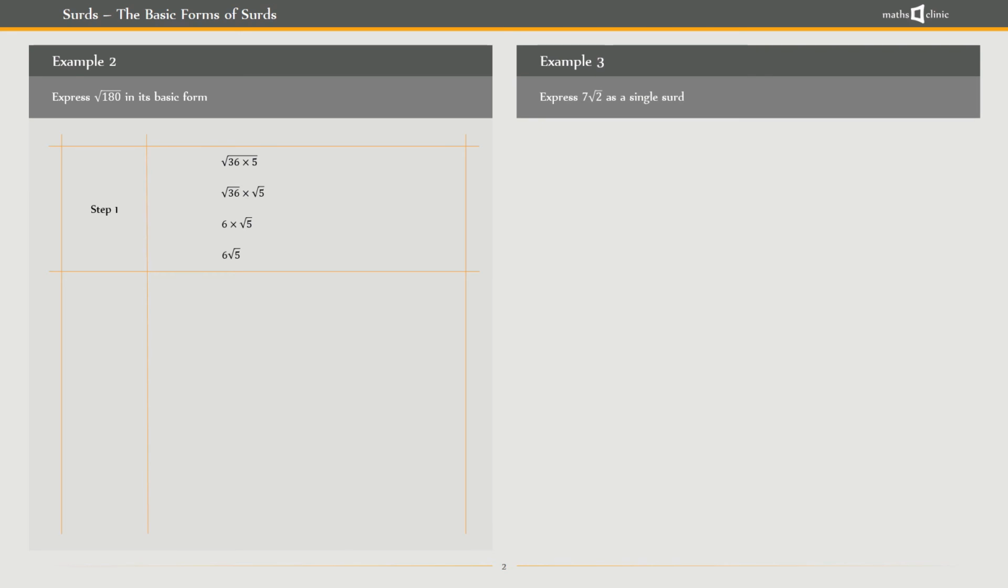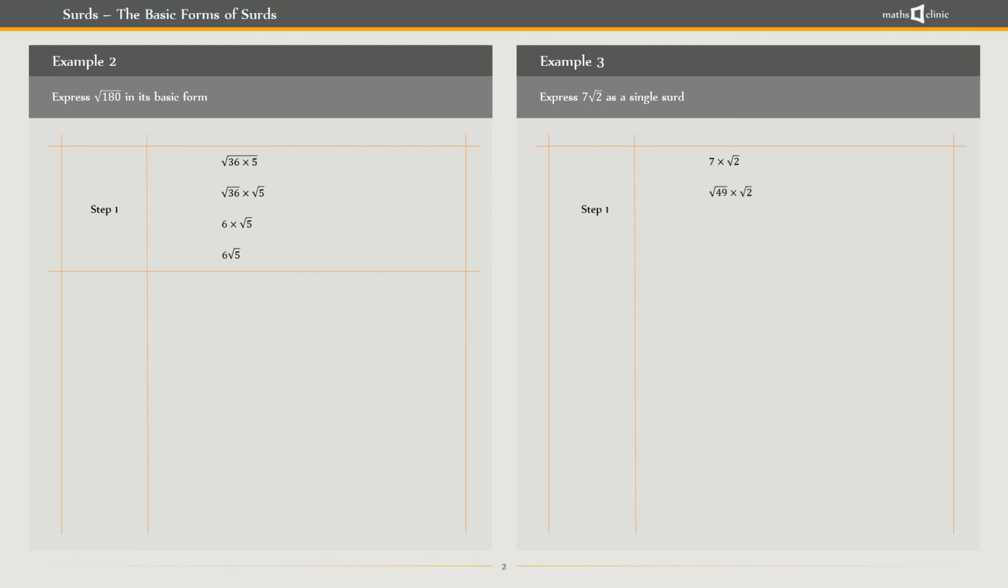Example 3 says express 7 root 2 as a single surd. Okay, so in this case, we've been changing single surds to basic forms. Now we're going from a basic form to a single surd. So in a way we're expanding this. All right, and quite simply, you have 7 root 2, and you can write this as 7 times root 2. Okay, and basically you have 7 there.